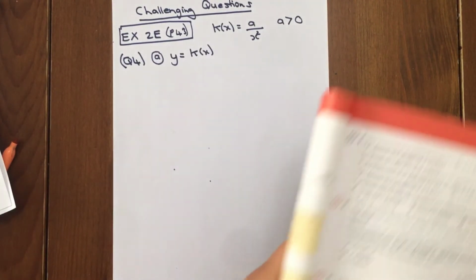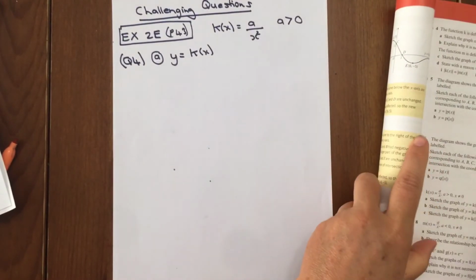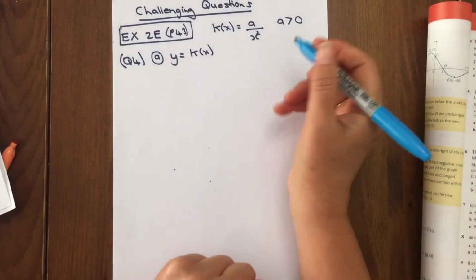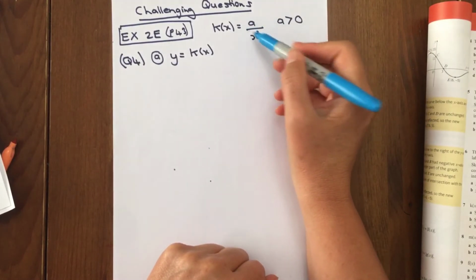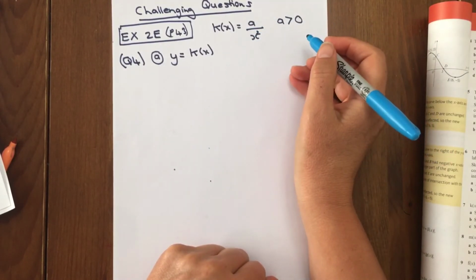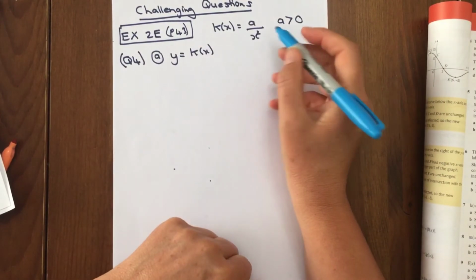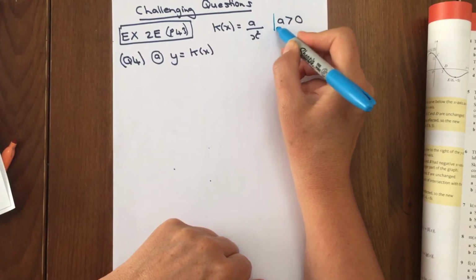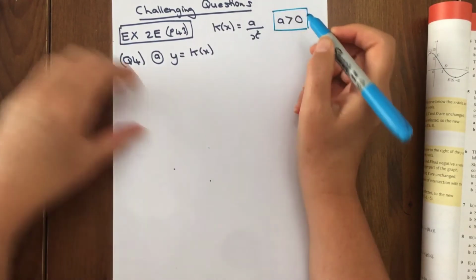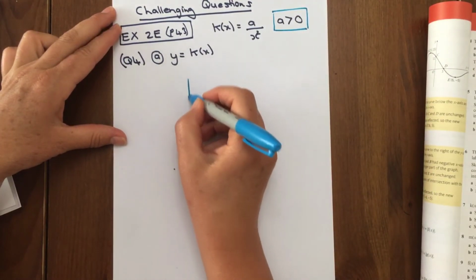Okay, so the first question asks you to sketch the graph of y equals a over x squared. So we need to know, what does a over x squared look like? And you're told in the question that a is positive. So let's think about what it looks like.